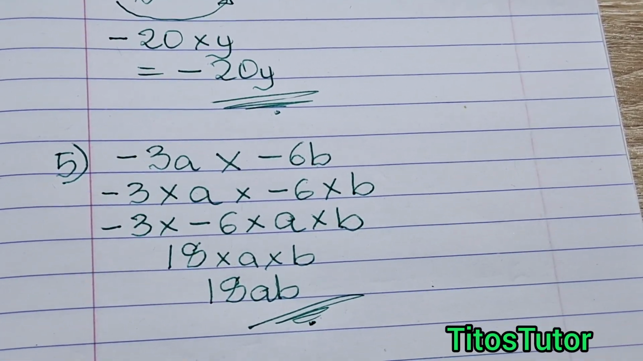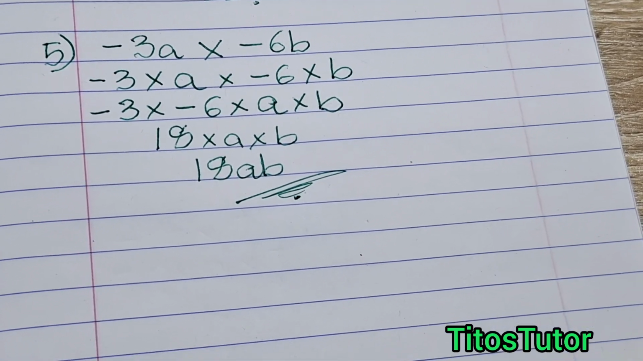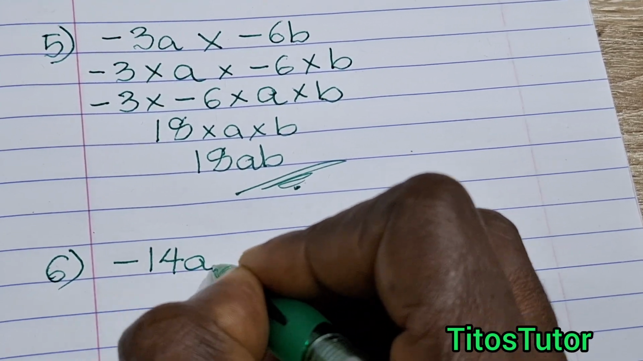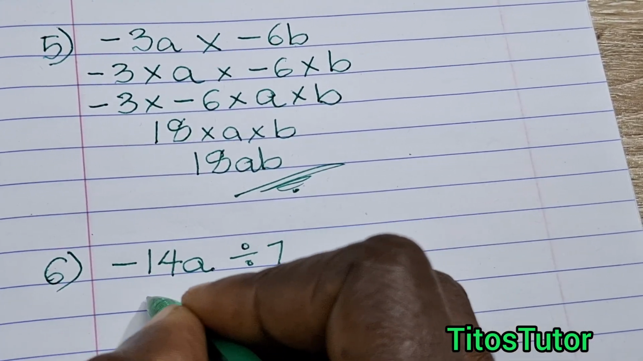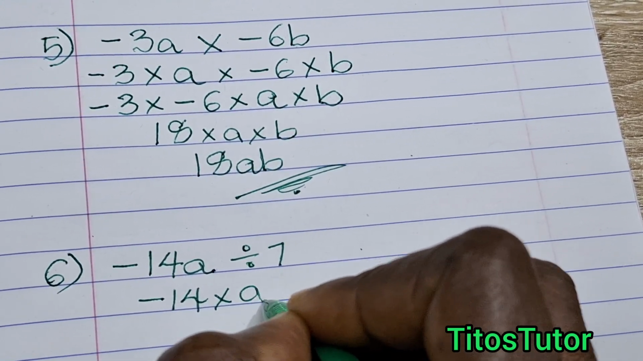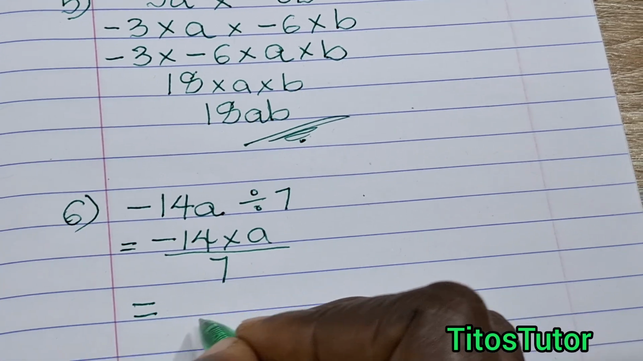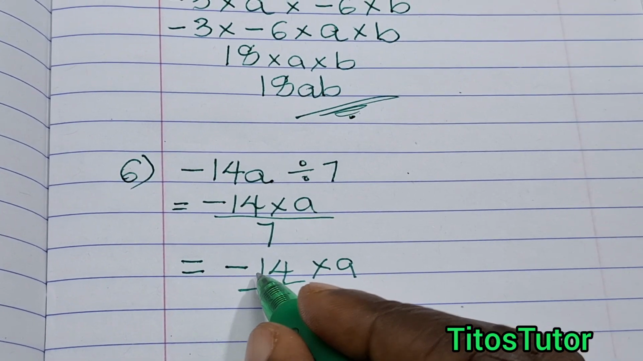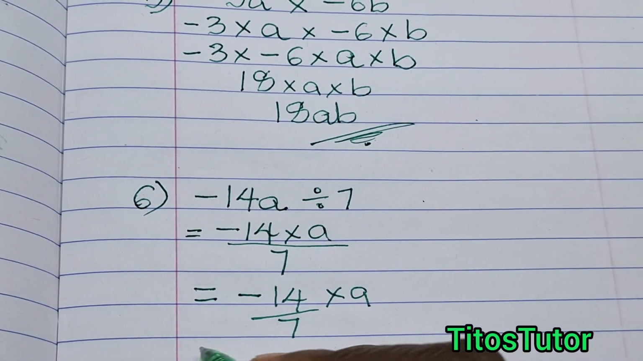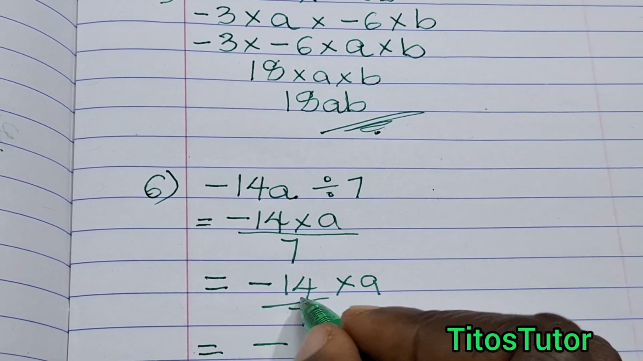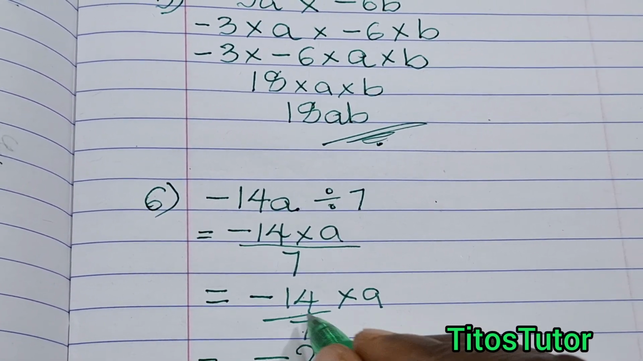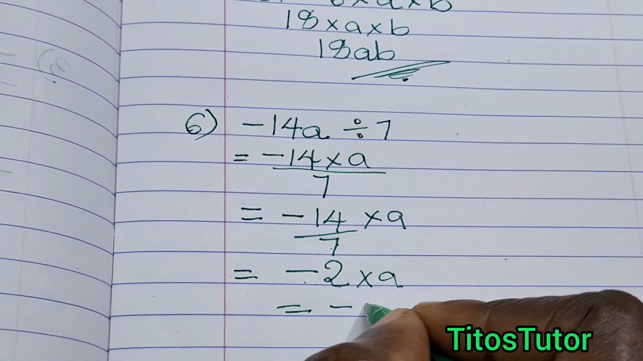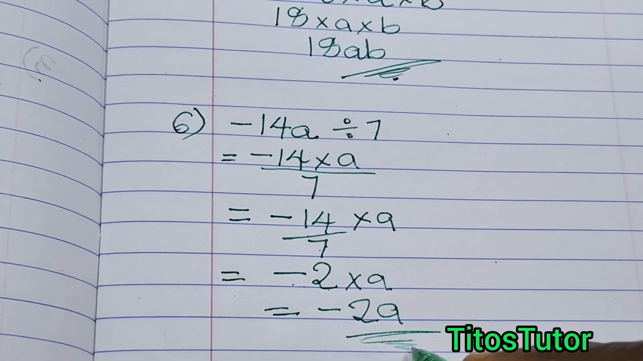Final answer. Another worked example, which is example 6, is now in division. In this case, it is negative 14a divided by 7. So we can have negative 14 multiplied by a all over 7. And this is the same as negative 14 divided by 7 multiplied by a. A negative number dividing by a positive number is going to give you a negative answer. So 14 divided by 7 is 2. Negative 14 divided by 7 is negative 2. Multiply by a to give you a final answer, negative 2a. And you are done.